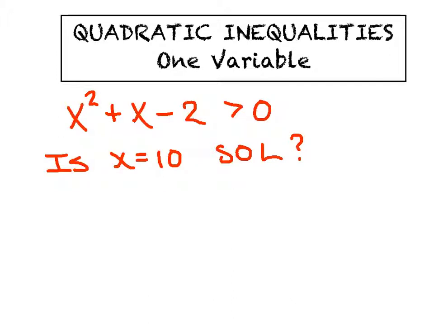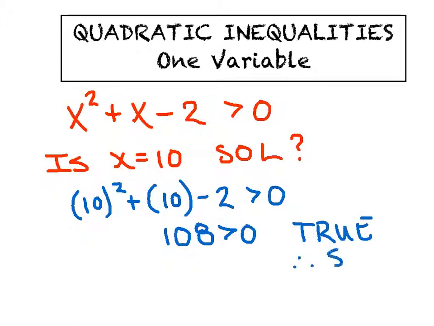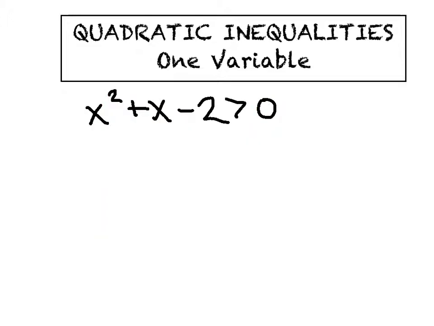All we're going to do to test this is to substitute a 10 into each of the x values in the original quadratic inequality. Now, as we get ready to evaluate this, feel free to use some mental math or to throw the whole thing in your calculator to help you do the number crunching. But I've got 100 plus 10 minus 2 for a grand total of 108. And we're simply going to ask ourselves, is 108 really greater than 0? And I would say true. And what that indicates is that yes, x equals 10 is indeed a solution.